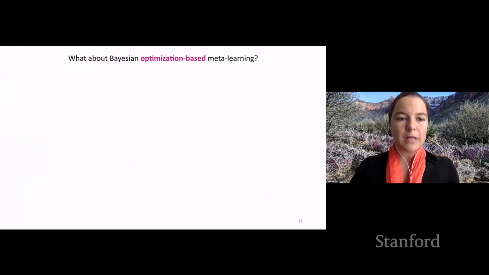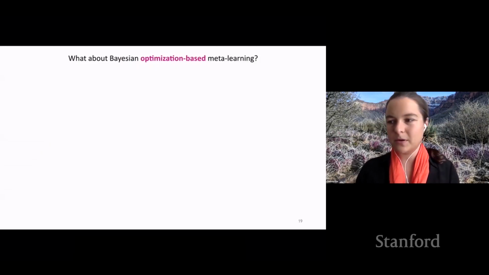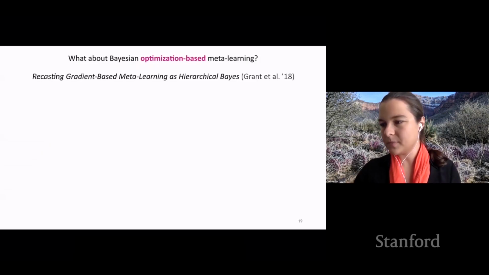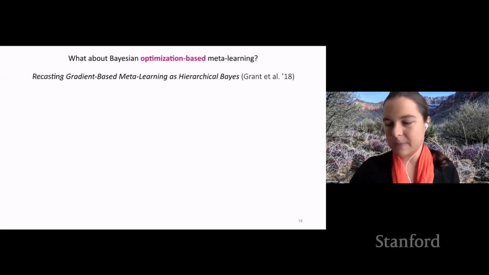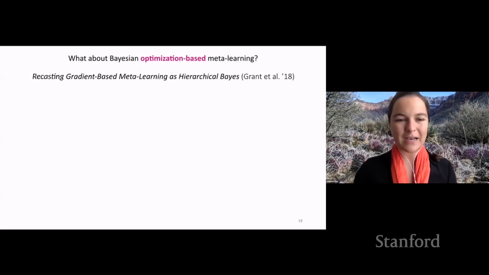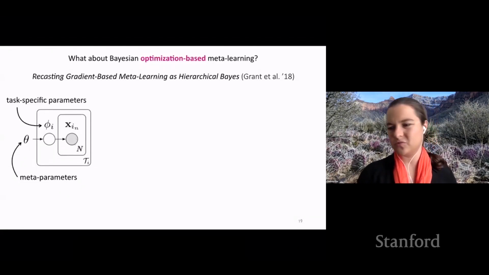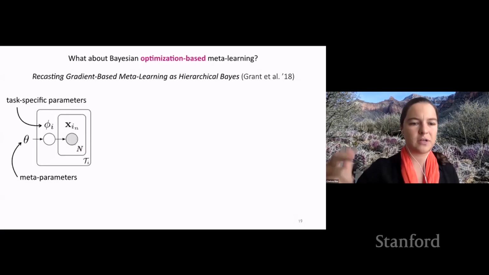Okay, so that was a black box method that was using a neural network to produce a distribution over phi I. What about some optimization-based methods? The first thing worth mentioning is this paper here that actually cast the original deterministic MAML algorithm as a Bayesian method, very approximately. The way that this works is we basically have the same graphical model as before. It's just written a little bit differently, where we're not writing out the train and the test set separately.